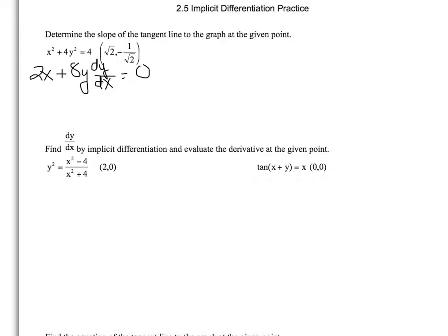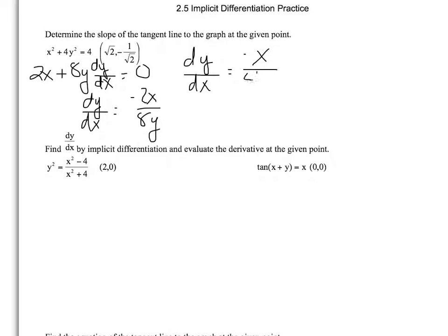And you saw yesterday what we had to do is to get that dy dx by itself. Same idea today. So I'm going to subtract the 2x and then divide by the 8y. So that's going to give me dy dx is equal to negative 2x over 8y. And when I reduce, dy dx is equal to negative x over 4y.